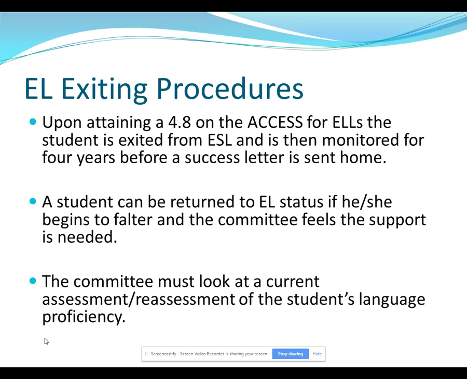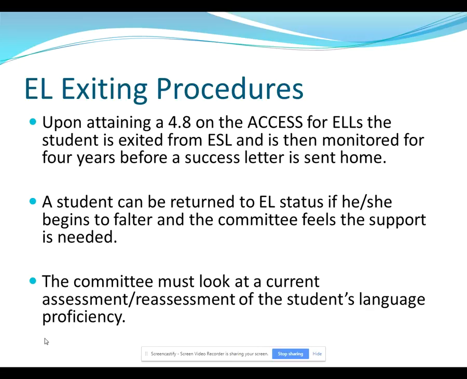Upon attaining a 4.8 on the Access for ELs, the student is exited from ESL and then monitored for 4 years before we send home a success letter to the parents. We will communicate with the parents annually in this 4-year monitoring period, making them aware of the progress. And as a classroom teacher of a student who is being monitored in this 4 years post-exit, you will be asked to provide information about the progress and performance of the student.